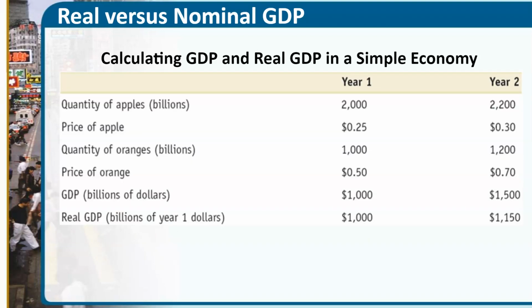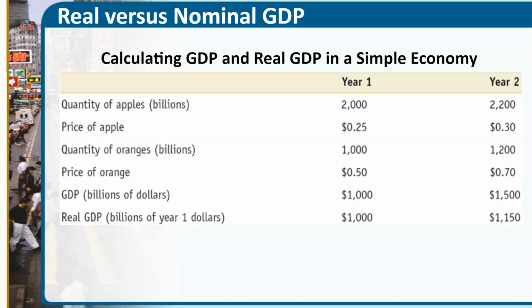So if we look at a couple of examples to show you the difference between real and nominal GDP, I think this is a good one, looking at the market for apples and oranges, oddly enough, right? Talking real and nominal GDP is like talking apples and oranges. Here you go. We have year one and year two. The price of apples in year one is 25 cents, and in year two, 30 cents. The price of oranges in year one is 50 cents, and in year two is 70 cents.